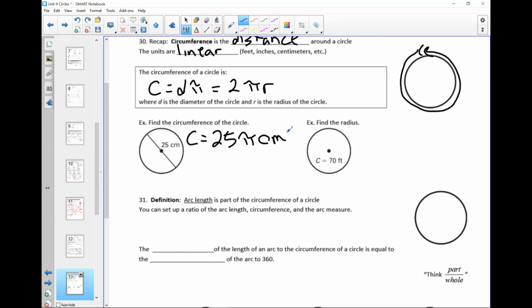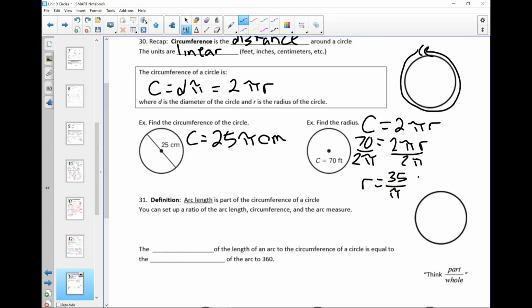Now, here, in the second example, we're trying to find the radius. So C equals 2 pi r is our formula. So 70 equals 2 pi r. Dividing both sides by 2 pi, and rounding, we will find that r equals 35 over pi feet.